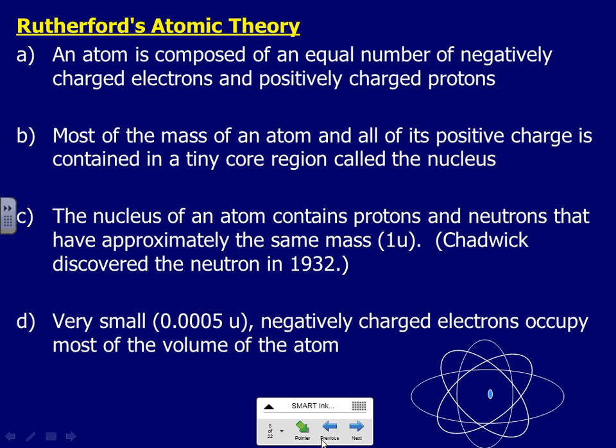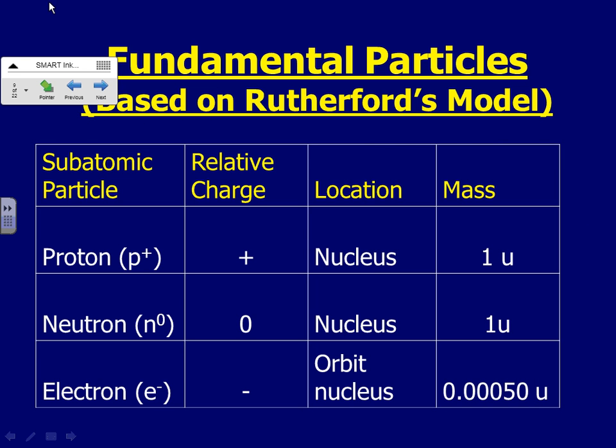Not a big deal. We're just reviewing from last year. And the very small negatively charged electrons, about 0.0005 U in terms of their mass units, about 1/2000th, occupy most of the volume of the atom. We sometimes call this a solar system atom because we've got electrons kind of whizzing around wherever they want, like how planets can whiz around wherever they would like, all right? There's no restriction on where the electrons can be. Okay, and that's just a little review of our fundamental particles.